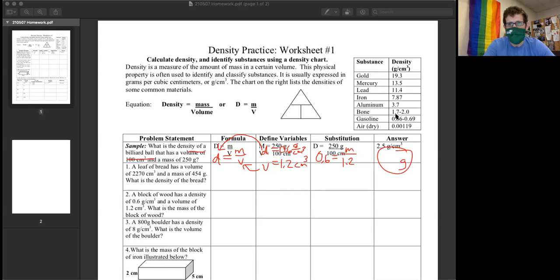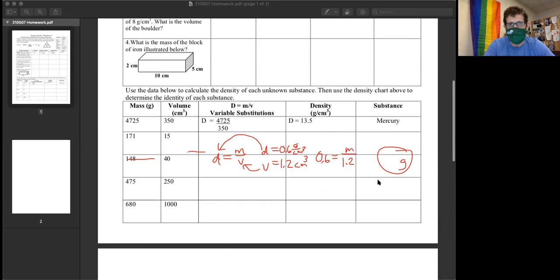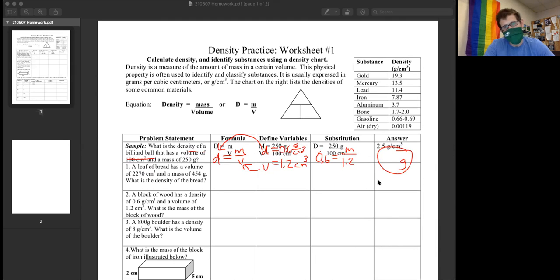I want you to go through, solve for the density of these different substances, and just write what they are. You can turn in this worksheet with your answers. If you want to take a picture of it, you might be able to upload pictures. Otherwise, just type in what you can.